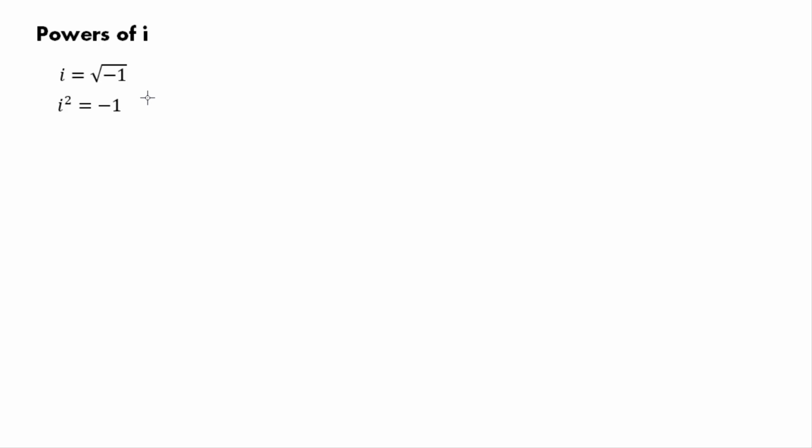Now let's look at the idea of i to the 3rd power. i to the 3rd can be written as i squared times i, and since we saw that i squared is -1, that simply becomes -i. So i to the 3rd actually reduces to -i.